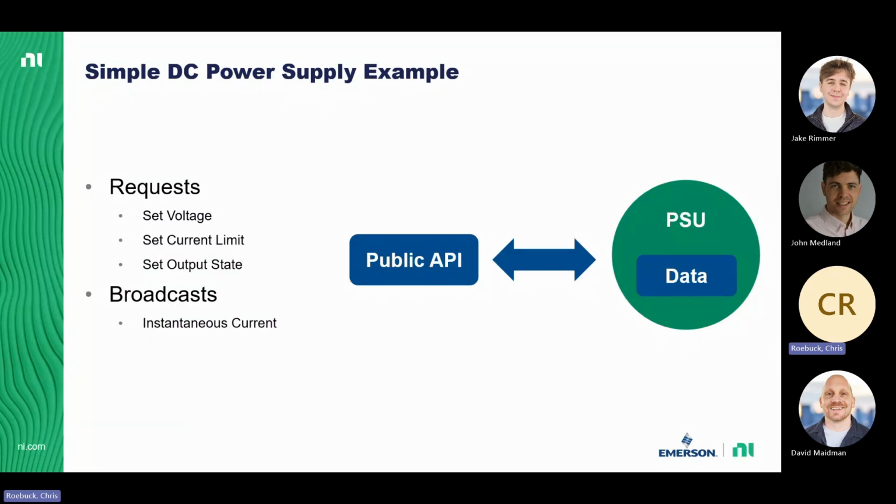So we can request that it does things like set the current limit, and it can tell us information such as, hey, the current being drawn right now is 50 milliamps. So that's how we interact with it through this public API.